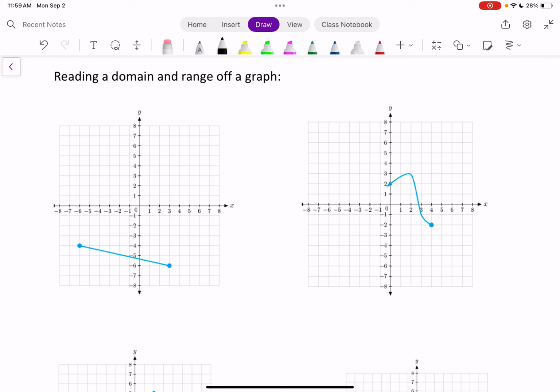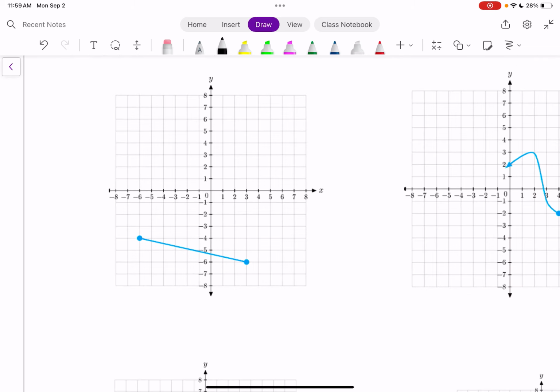Reading the domain and the range off a graph. These are very good questions. So here it is. This is a function. It passes the vertical line test. I'm going to write D for domain so that I don't write so much. Now, the domain is all the possible x values. So what do I do? I simply look up to the x-axis and see which piece is covered by this graph.